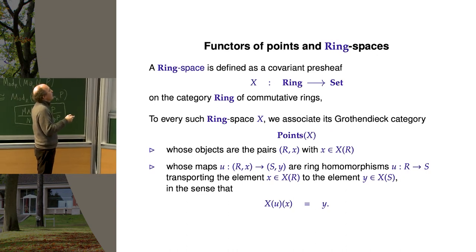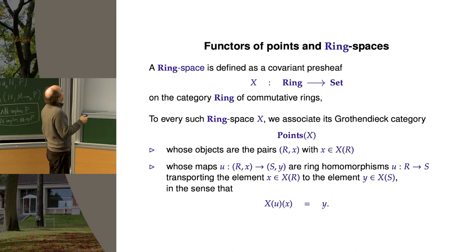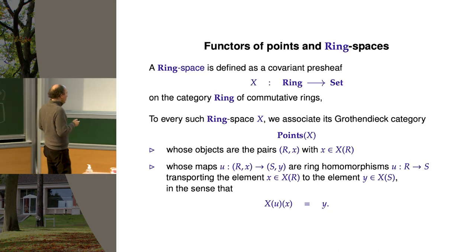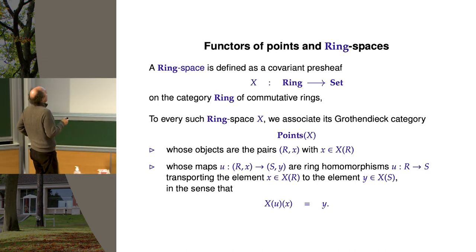Okay, so I don't ask that it's a sheaf for any Grothendieck topology, or that it's a scheme. Okay, it's just like this. And so to every such space X, we associate the Grothendieck category of its points. So what are the points here?